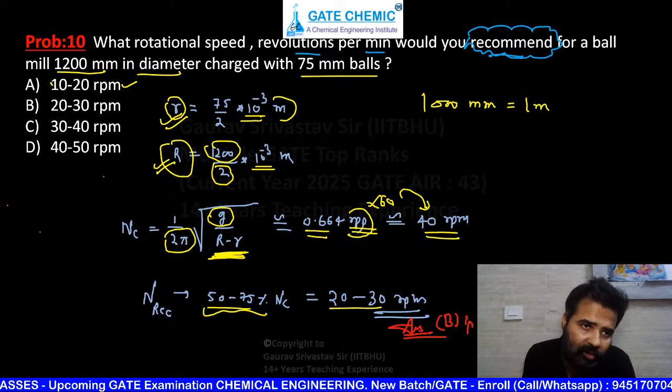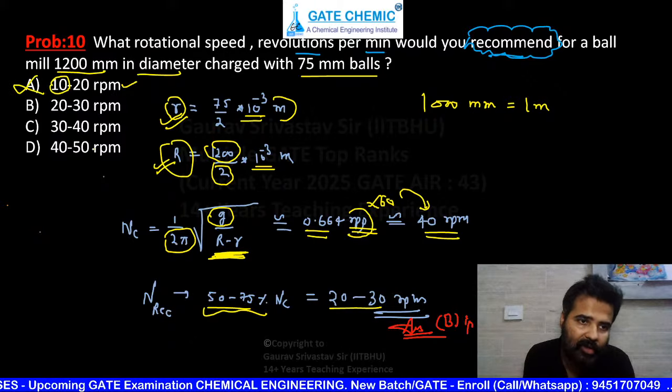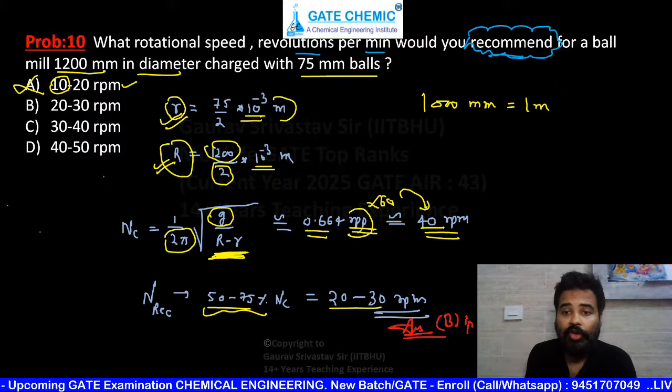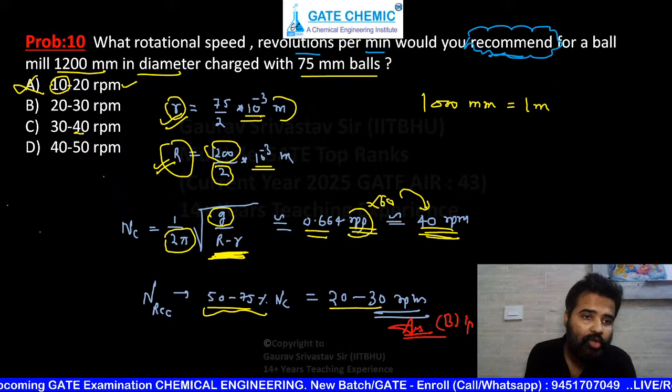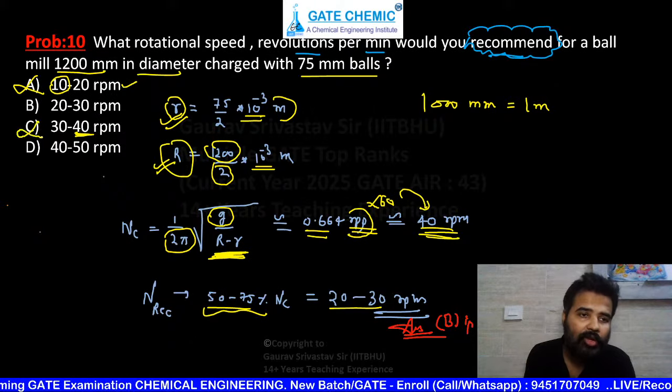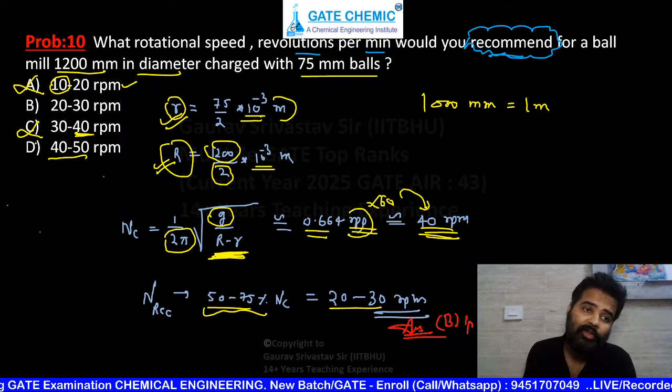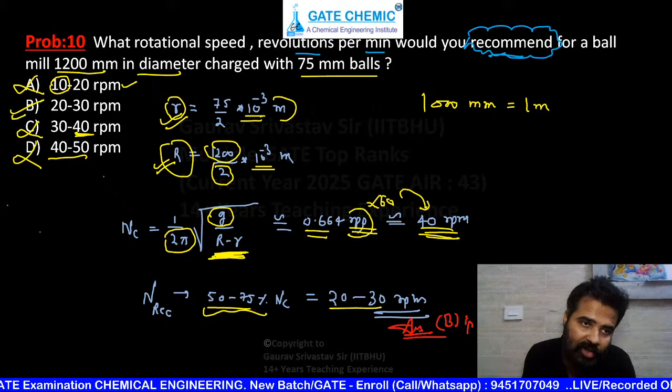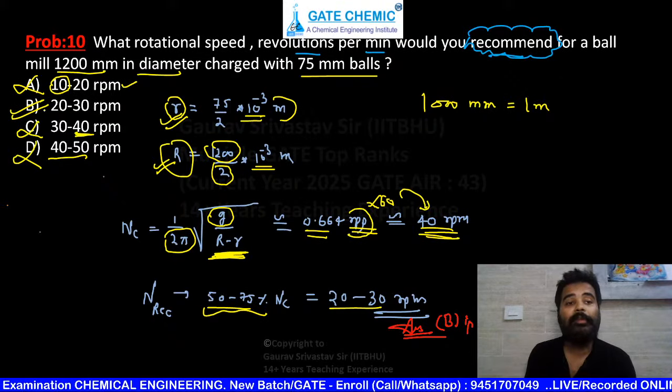Is it correct? Very slow is there? Not correct. 30, 40 is critical speed. So how are you going to write 40 here? It is also not correct. 40 se zyada is still only centrifuging, not correct. So recommendation is 20 to 30. Recommendation is 20 to 30.